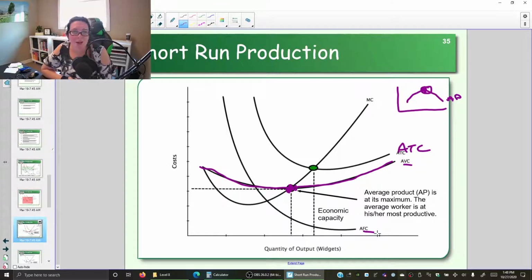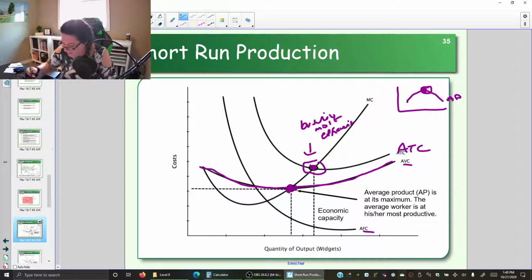So it considers not only the productivity of the worker, but the fact that we have to take our fixed costs and spread it across the number of units. So when we find this point, that minimum average total cost, this is going to be where the business is the most efficient. So yes, it takes into consideration when the workers are the most productive, but we also have to consider that we have to spread out that fixed cost.